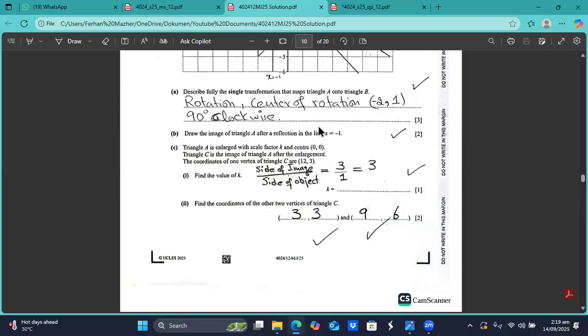So the side of the image divided by the side of the object, that is also another way of finding the scale of the enlargement. So it will be 3 by 1, so that's 3.